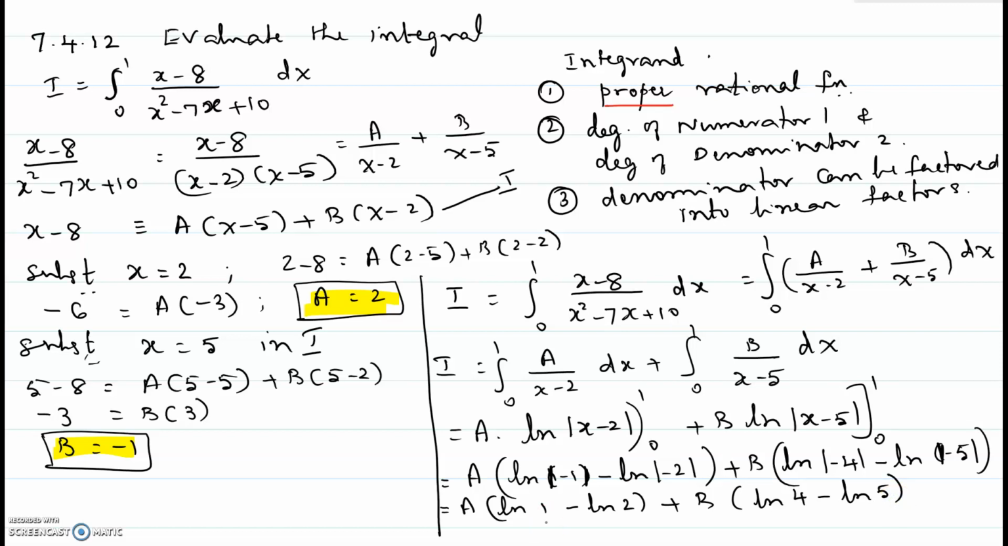ln 1 is 0, so we will plug in now the values of A and B. So 2 times negative ln 2, B is negative 1, times (ln 4 minus ln 5). So if you distribute the constants in front, that is negative 2 ln 2 minus ln 4, then plus ln 5.